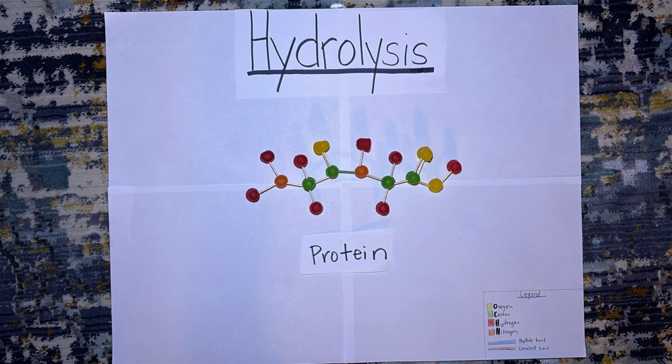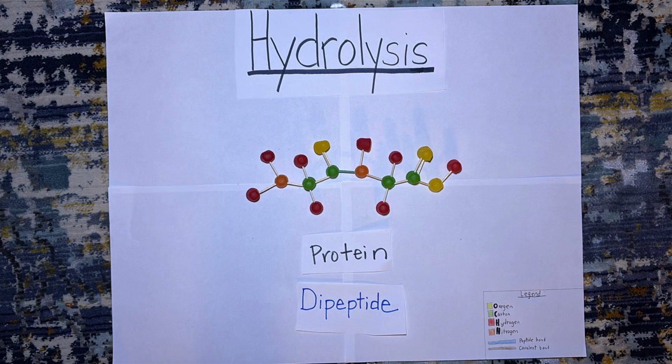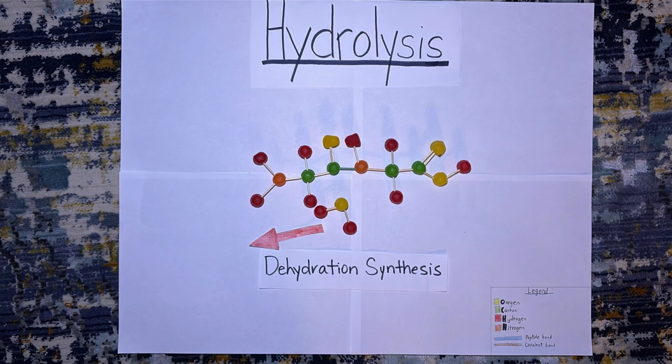You start with a protein, which in this case would be a dipeptide, which, as you can see, is missing two hydrogens and one oxygen between the two, which were taken out during dehydration synthesis, in which you take out a water molecule and bond the two remaining amino acids together.